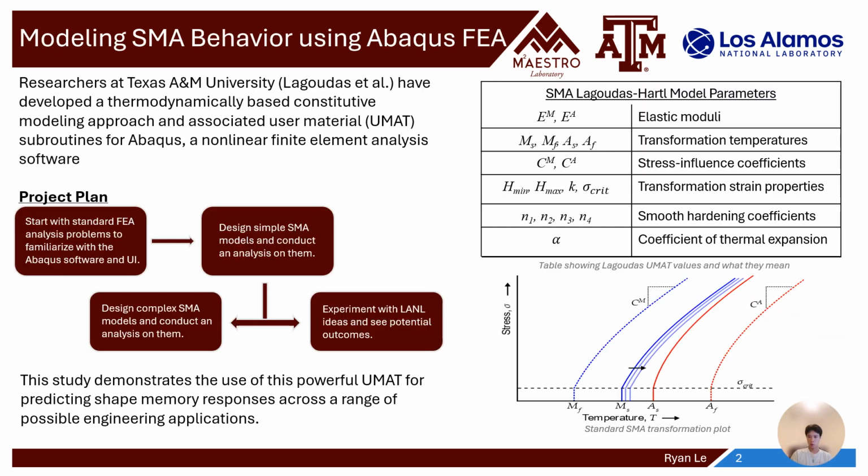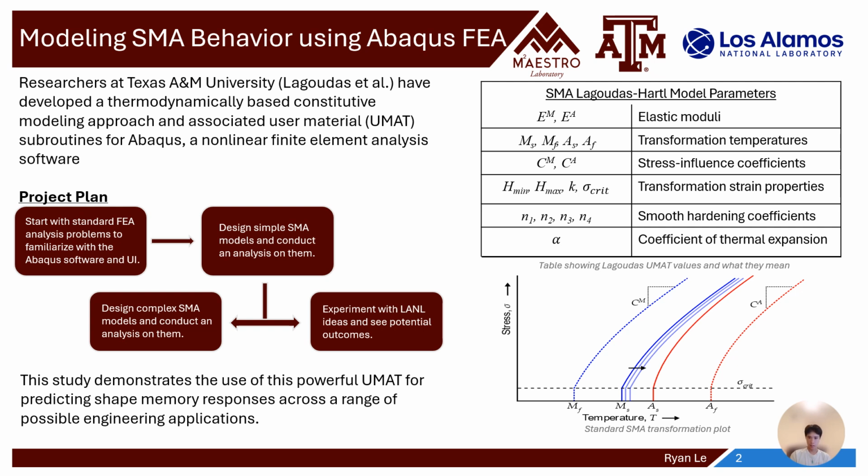All of the modeling done in this project was done with Abaqus, which is a nonlinear finite element analysis software. Abaqus doesn't have the ability to natively account for these unique SMA properties, but a user material subroutine, or a UMAT, designed by researchers at Texas A&M University, allows us to input these values shown in the top right table, which Abaqus then uses. So as an example, transformation temperatures are the temperatures at which we see transformation begin and end from martensite to austenite. So in the case of the spring earlier, one of the temperatures, austenite start, was the temperature at which we started seeing recovery.